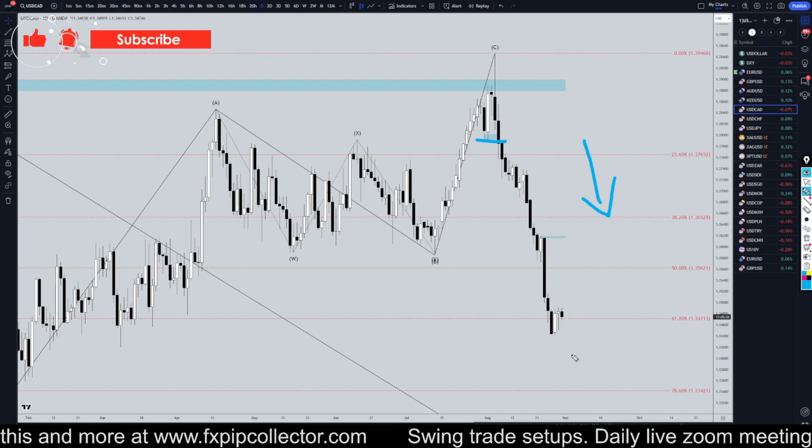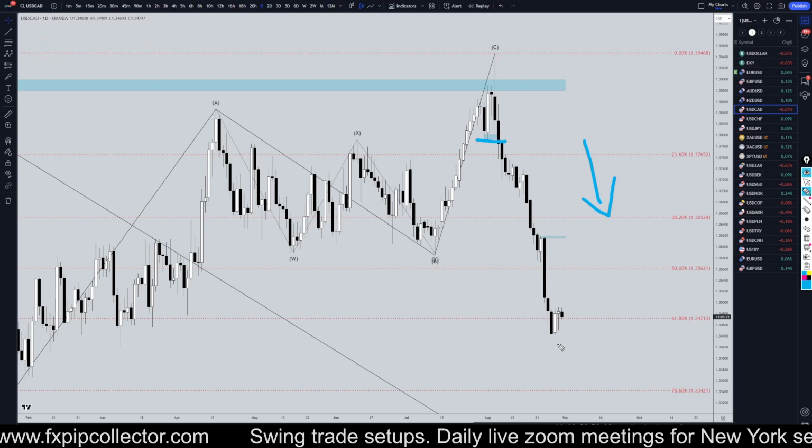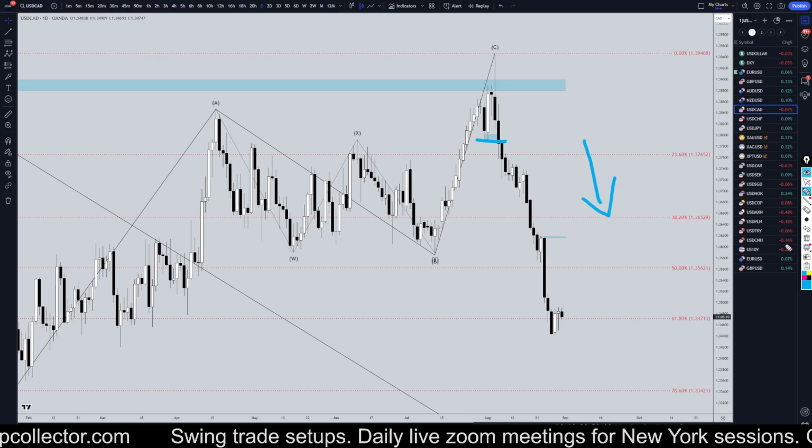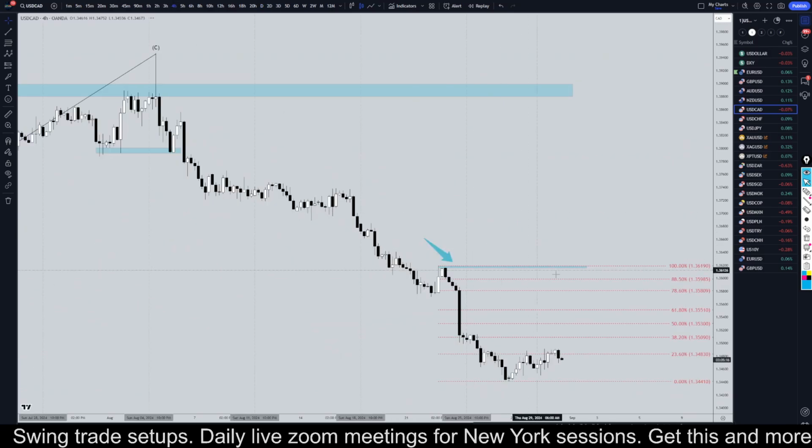Very strong move to the downside. There's no proof that it's over yet. No break of structure to the upside. No higher low. No reason at all to think this first push down is over yet. So going down to the 4 hour time frame.